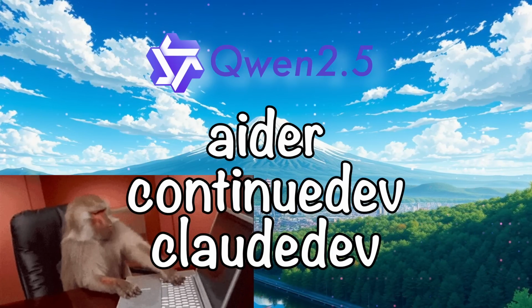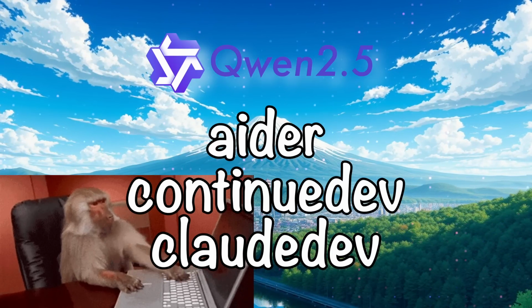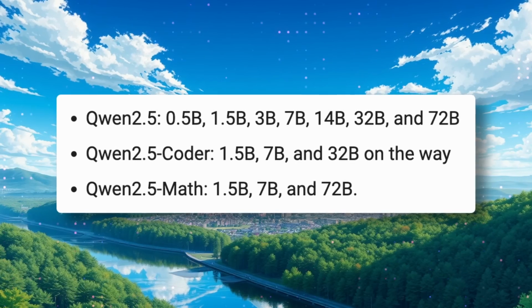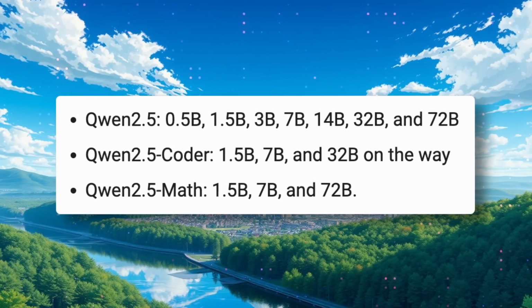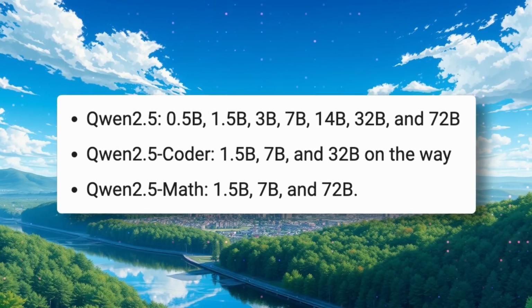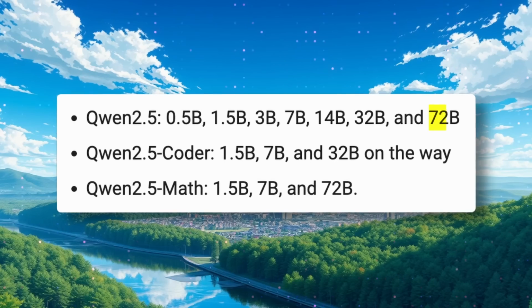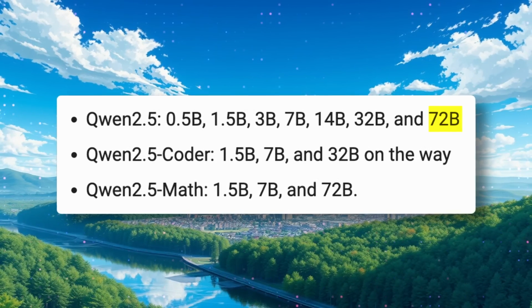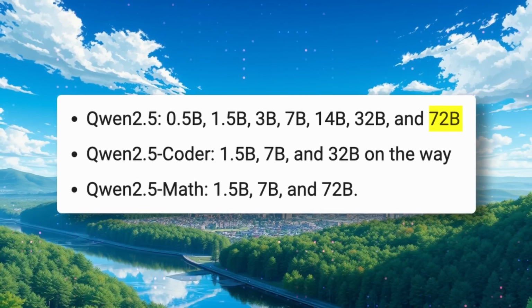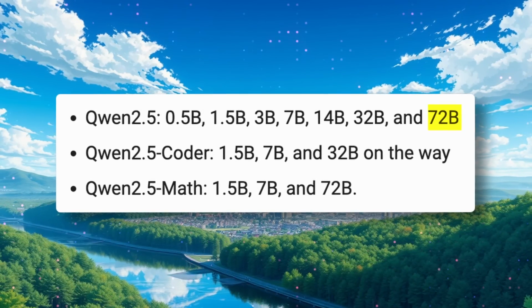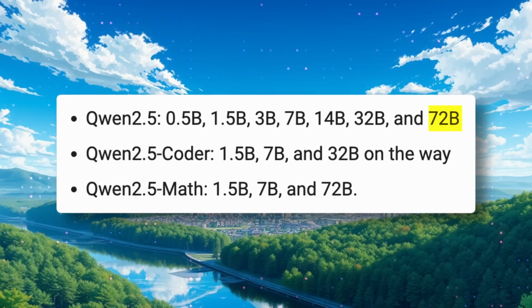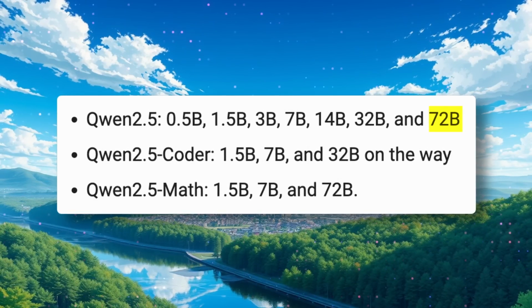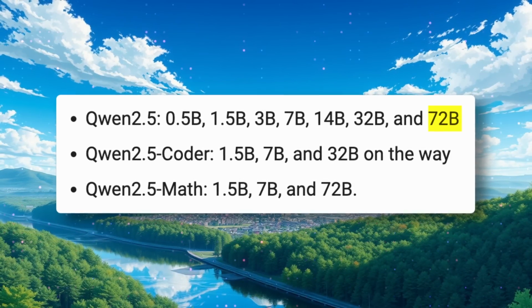Now, before we do that, we need to decide what we'll be using, because there are a bunch of models available. The best model of the lot that we can use is Qwen 2.5 72B, since it's the largest model available, and it also works quite well, as you may have seen in my previous tests. So, we can keep this as our main model to use with ClaudeDev and Aider.